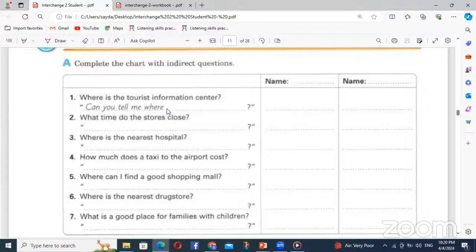Number 3: where is the nearest hospital? Can you tell me where the nearest hospital is? Okay. Can you tell me where the nearest hospital is?